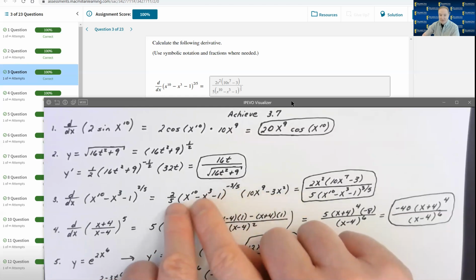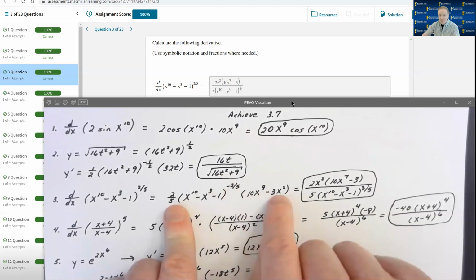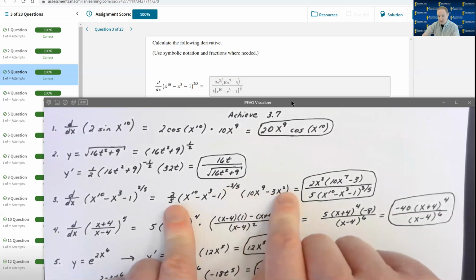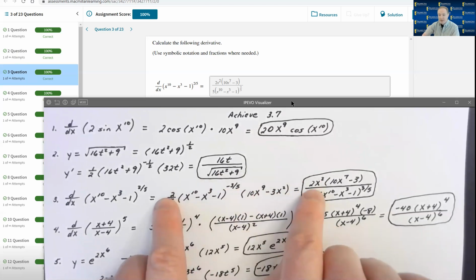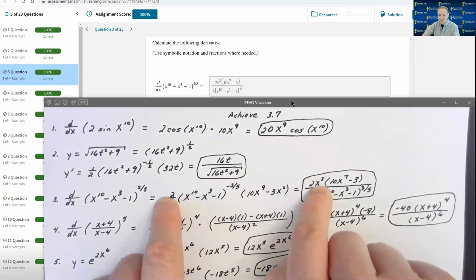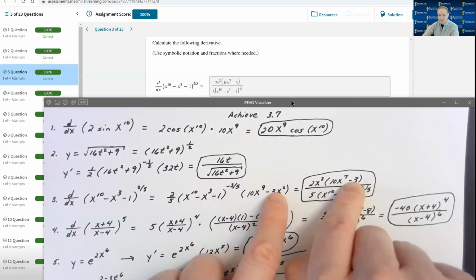So I have the derivative of the outside times the derivative of the inside. What I went ahead and did is I said, well, in this derivative of the inside, I could factor an x squared out of that. Now, you don't have to do that, but it's good if you do. And you'll see I factored out that x squared, multiplied it by that 2 that I already had in the numerator, times the remaining factor of 10x to the 7th minus 3.